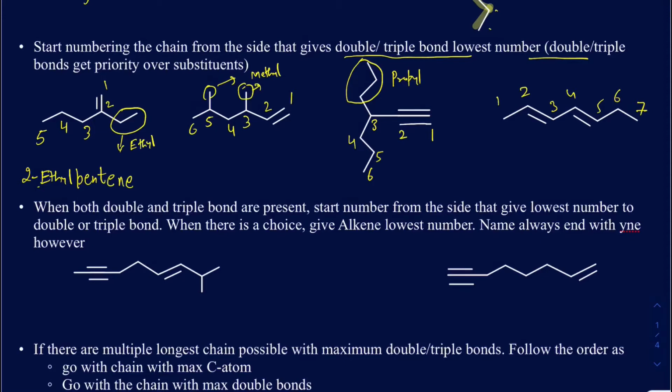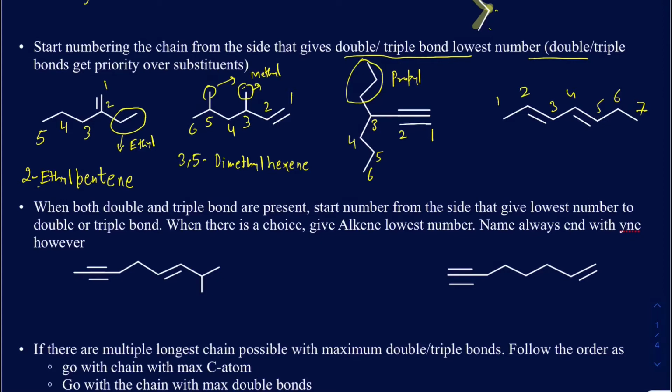Now, when I look at this second one, I got 2 methyls on the 3 and 5, so it's going to be 3,5-dimethyl. And the suffix is going to be hex, and since it's an alkene, it's going to be hexene. Again, your double bond is at the first position, so you really don't have to specify the position of the double bond.